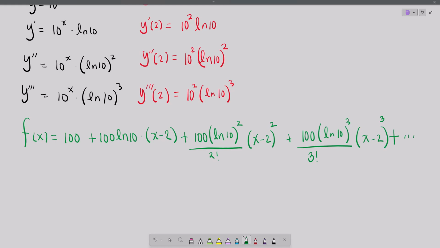And if we want the interval of convergence for this series, we would have to write it in summation notation and go ratio test. But we won't do that part. Any part of that?